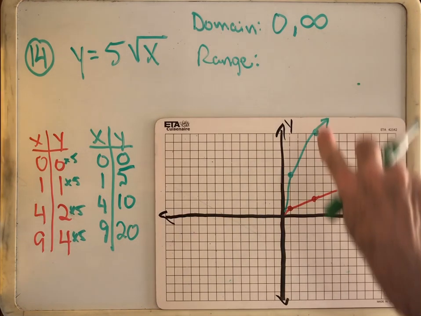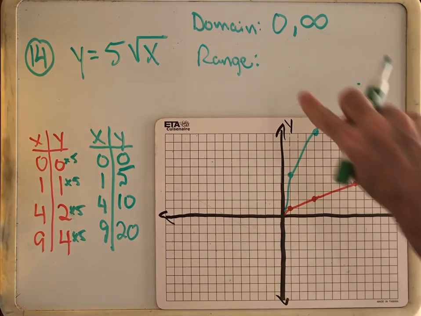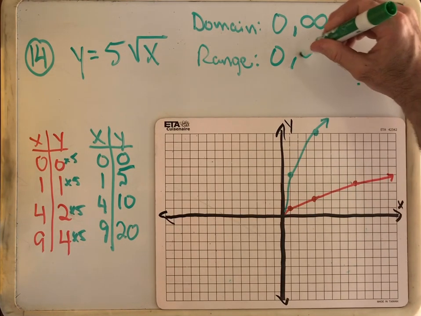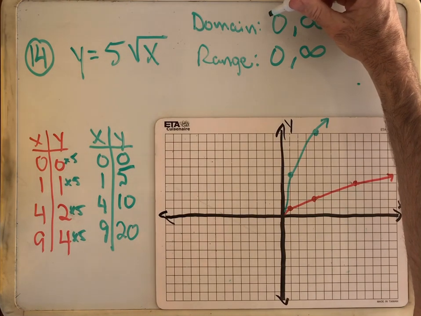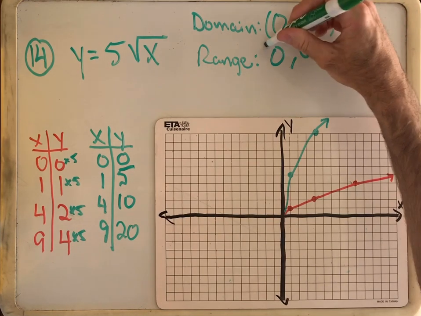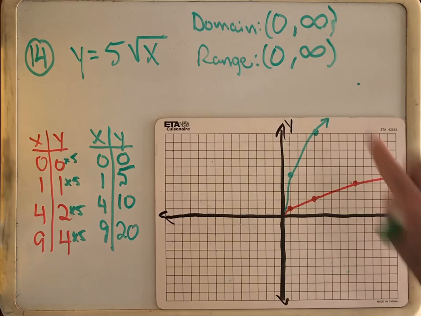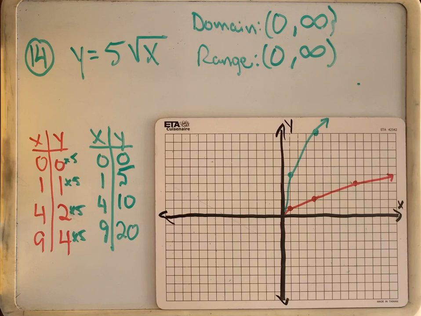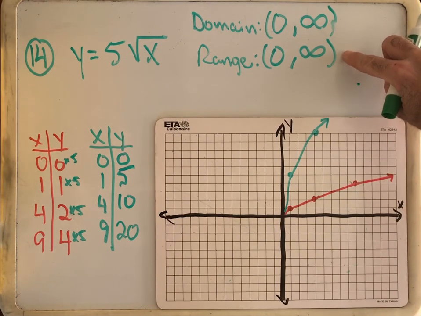So the domain, all possible x's starting at 0, x can go this way forever. And then the range, all possible y values going this way forever. So we can write it like this, sort of like an ordered pair, but this is set notation. Our domain is from 0 to infinity. Our range is from 0 to infinity. So that's what they're looking for on this: what are the possible x values, and what are all the possible y values?